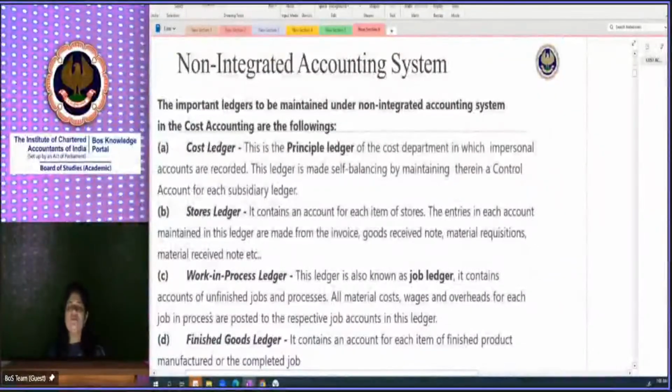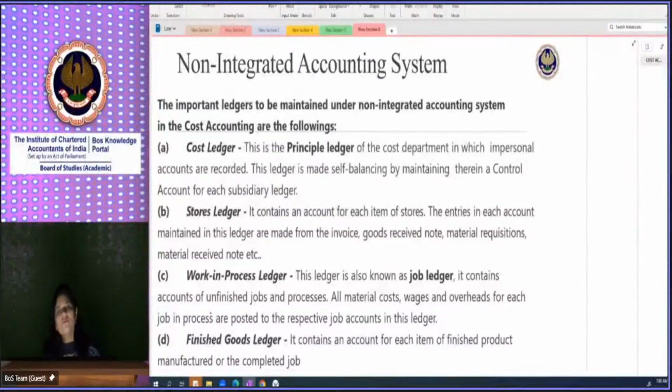So we have to understand the non-integrated system first. What all cost records are maintained, and how they will reconcile, we'll do in the last segment of the session. All right. So now, if you understand the non-integrated system, integrated is very easy to understand. Non-integrated is actually the cost accounting system, whatever records, whatever accounts we maintain.